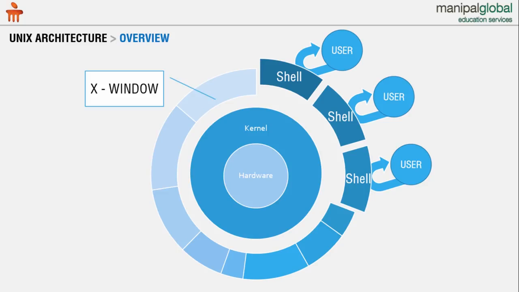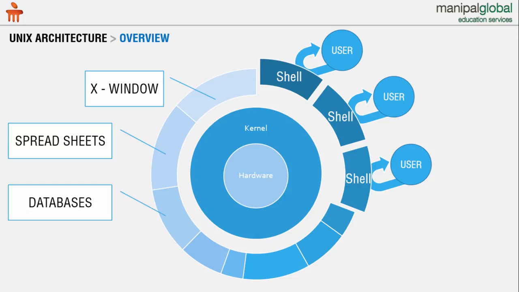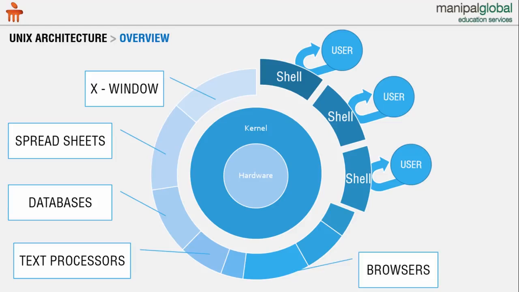Apart from this, you have various applications like the X window, which gives you the graphical user interface. You have other applications like the spreadsheets, databases, text processors, even browsers for browsing the web and internet, and compilers and various other development applications that you can use for creating software on Unix. Now let's take a closer look at each of these components.